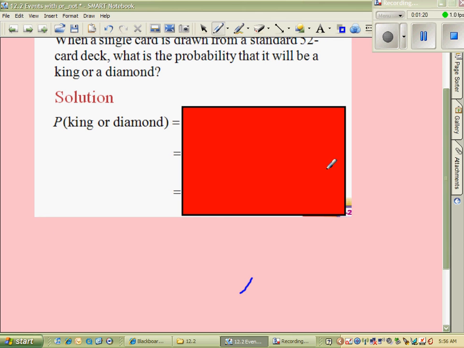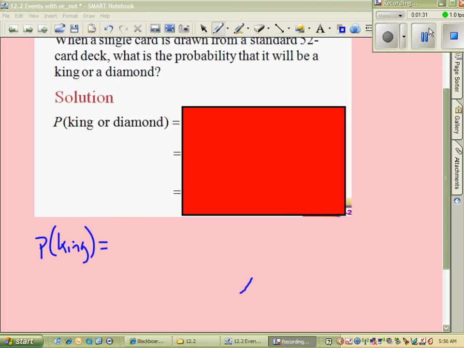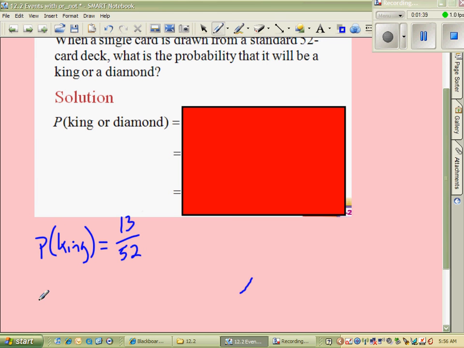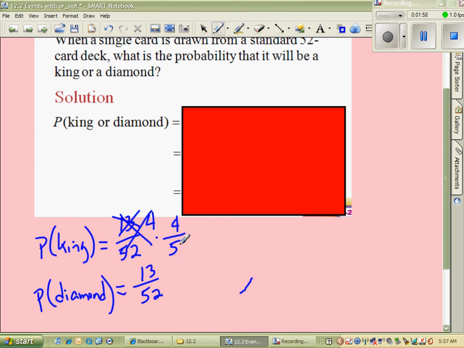Okay, so we're just going to come over here, and the probability of being a king is going to be, what is that? It's going to be 13 out of 52. The probability of being a diamond is going to be, my bad, I got that backwards, don't I? So that's not going to be 13, that's going to be 4 out of 52. Let's just cross that off, and we'll do 4 out of 52.